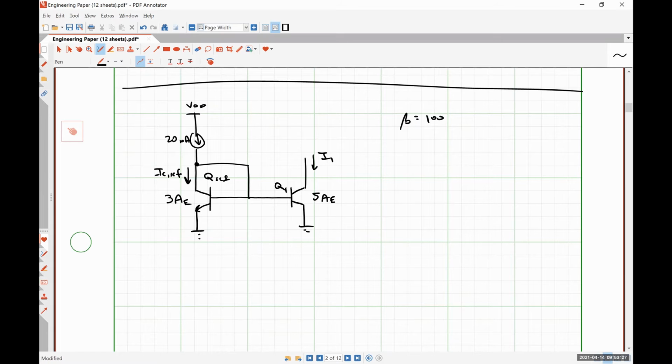I say then that I1 is going to be 5/3 ICREF based on the area scaling that I see, because this one bumps it up and that one scales it down by that factor of M or N or whatever we want to call it. All right, so I have this current, which is IBREF, and this current, IB1.